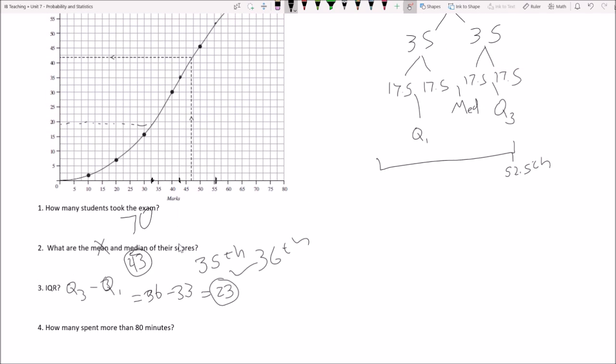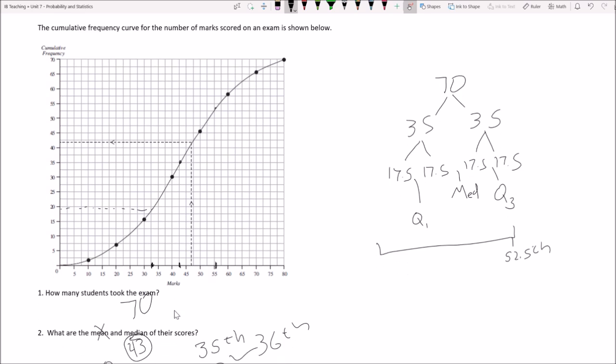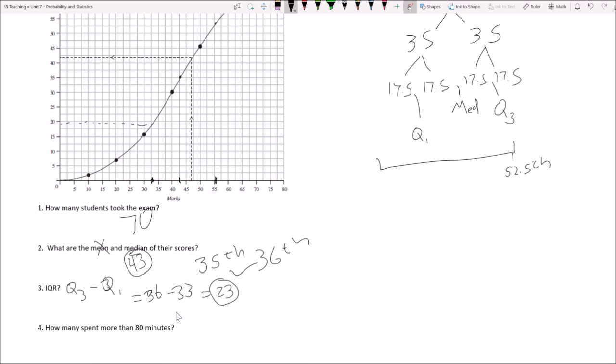How many spent more than 80 minutes? Let's see. Let's take a look. We have the cumulative frequency here. We have how much they scored right here. Minutes. We actually can't answer that. So guys, that's a trick question. We don't know anything about the number of minutes. It says nothing about that. And then we're asked to produce a box and whisker plot of the data.